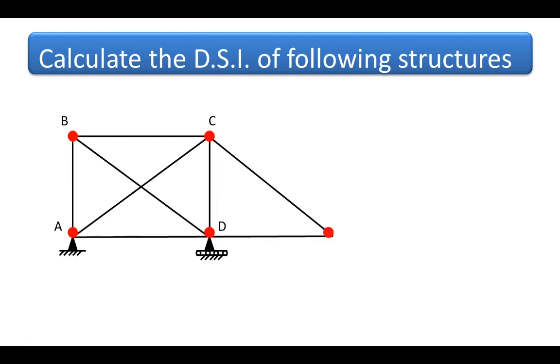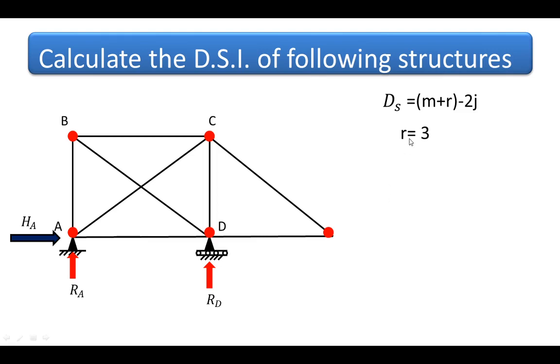Then next, this is a frame A, B, C, D, and this is E here. Now here, support A is a hinge support and support D is a roller support. The total static indeterminacy formula is in brackets M plus R minus 2J. Now here the reactions are 3 reactions. At A there are 2 reactions, HA and RA, and at D there is only 1 reaction, that is RD.